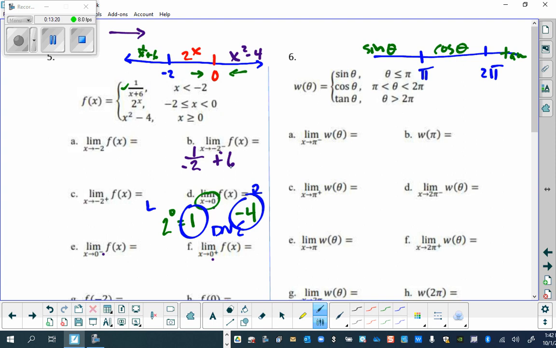Oh, wait a minute. My plus 6 isn't in the right spot. That's better. 1 over x plus 6. I need to fix that on my thing. There we go. So do you see why it's 1/4?